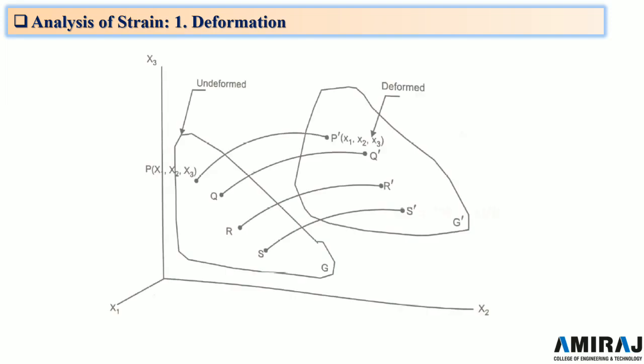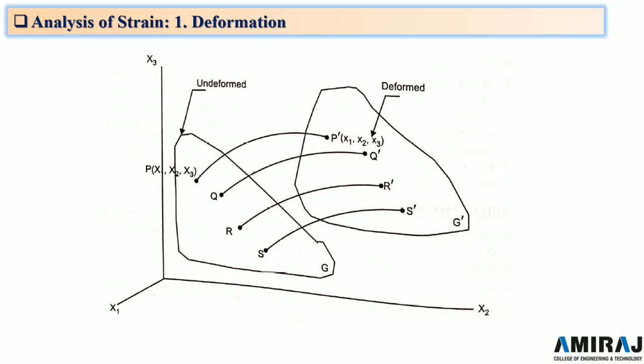Let a body before deformation occupy a region G in space designated by a Cartesian orthogonal system of coordinates. Any particle P of the body is assigned a set of three coordinates x1, x2, x3, and after deformation the body occupies a new region, that is G dash, and the particle P gets the new position, that is P dash, given by another set of coordinates x1, x2, x3.